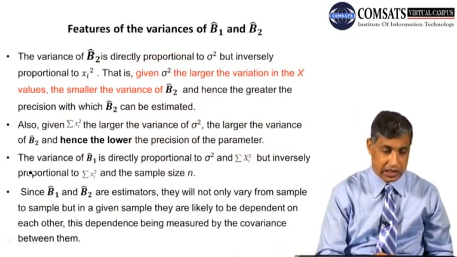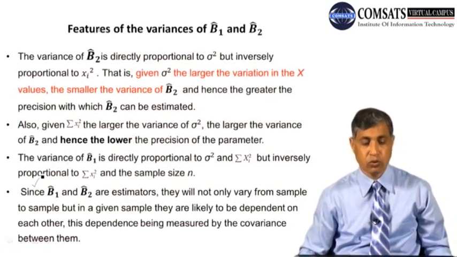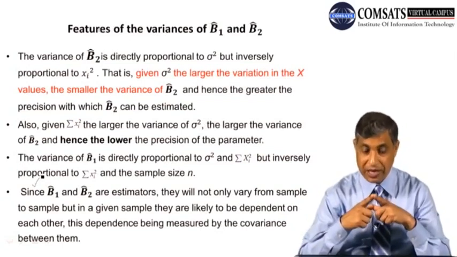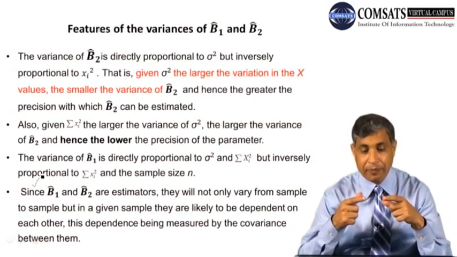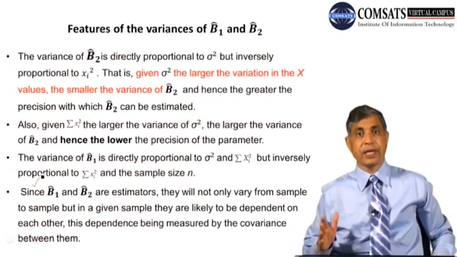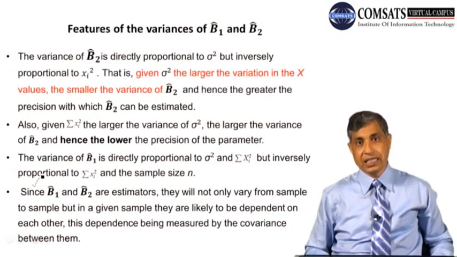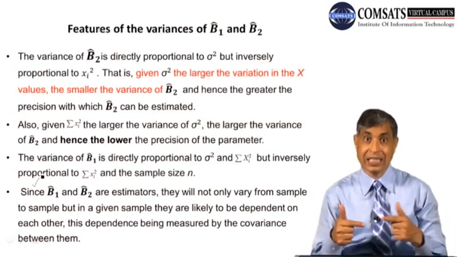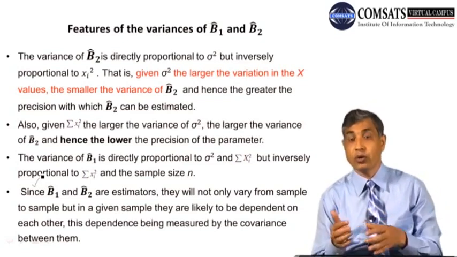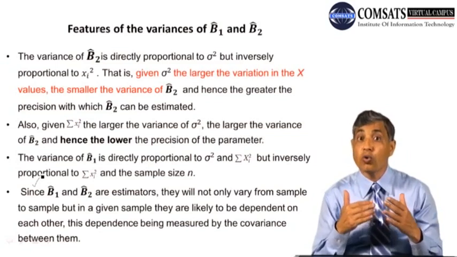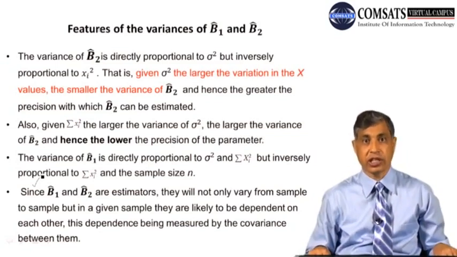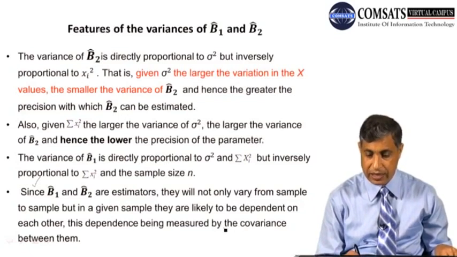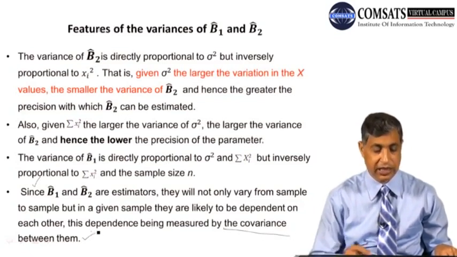If we look here, since beta 1 hat and beta 2 hat are estimators, they will not only vary from sample to sample. Now there is another interesting thing: in a given sample, they are likely to be dependent on each other. Previously we have been talking about how the values of the parameters change from sample to sample. Now what we are saying is that within the sample the values of beta 1 hat and beta 2 hat are interdependent. This is called the covariance of the parameters. This dependence is measured by the covariance.